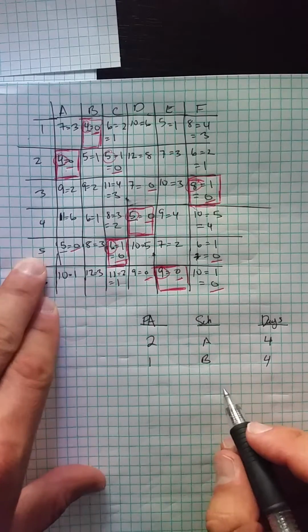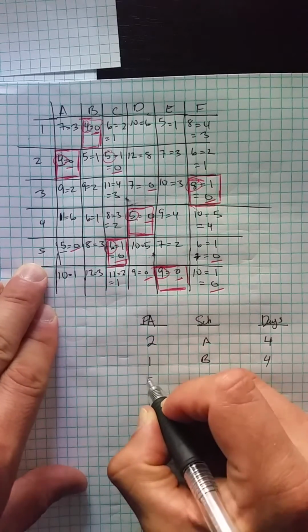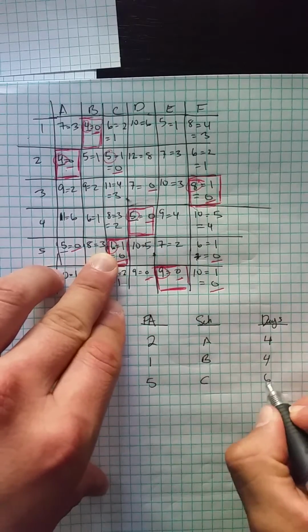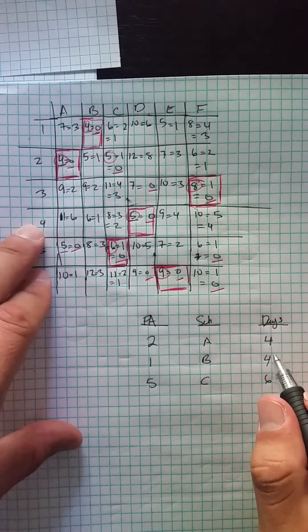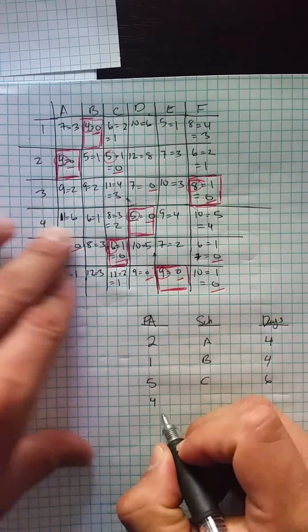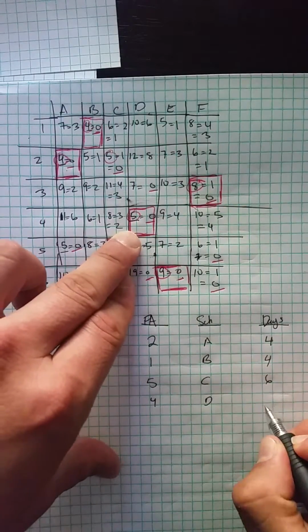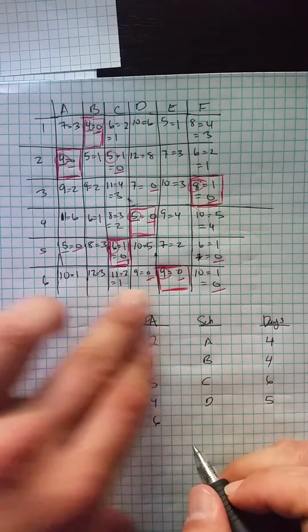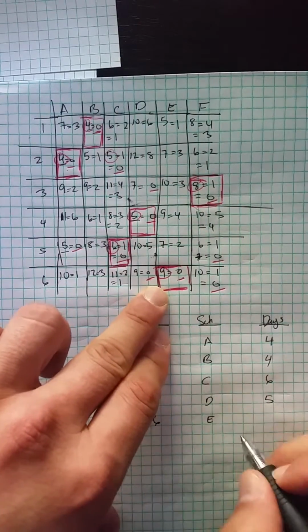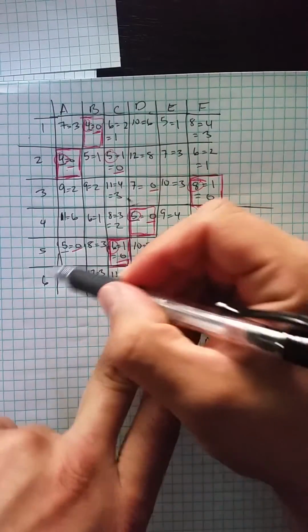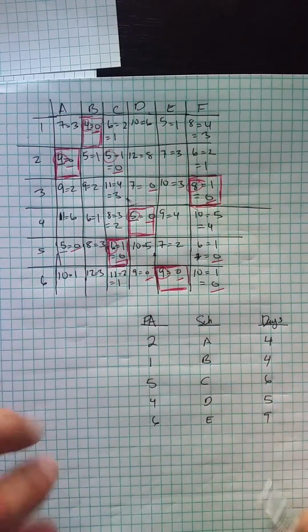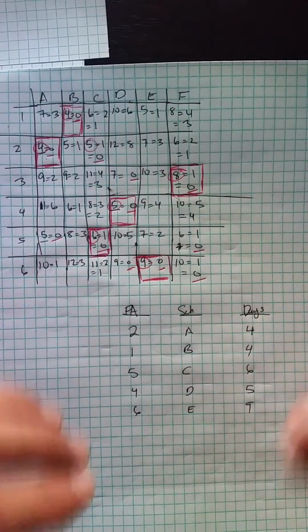Alright, so next is going to be 5 and C, and that's going to be 6. And next is going to be 4 and D, and that's going to be 5. 6 in E, it's going to be 9. Again, here, and then comparing it there in 9. That's how I'm getting this part.